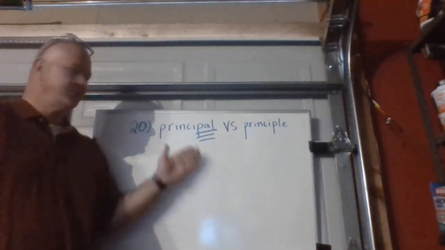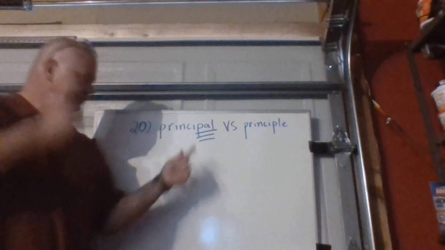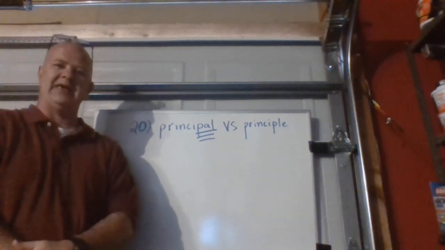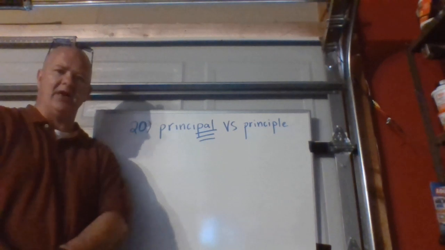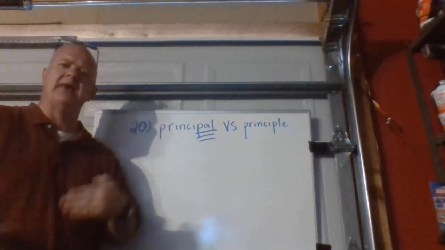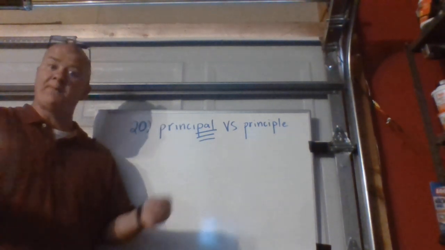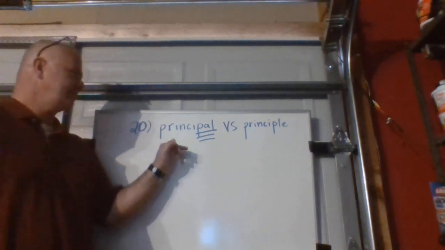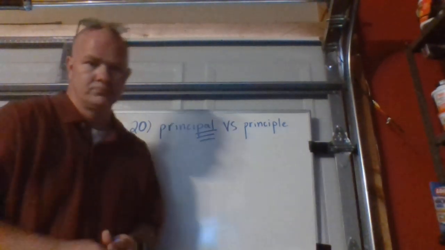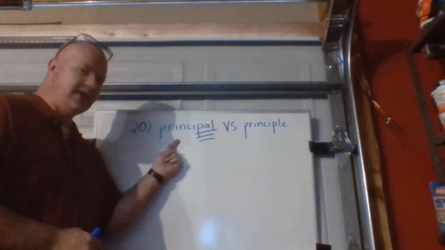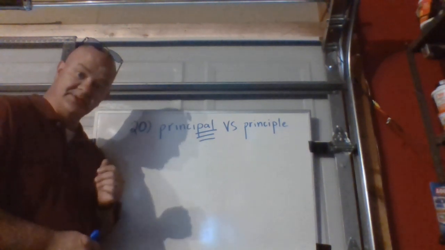Number 20, principal versus principle. Let's look at this first one that ends in P-A-L, pal. So if you think of the principal of a school, if he's really nice and he's really cool, he could be your friend or your pal. So that's what we're talking about here. This first word, principal, means the head of a school or organization.